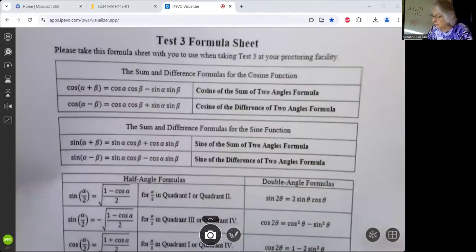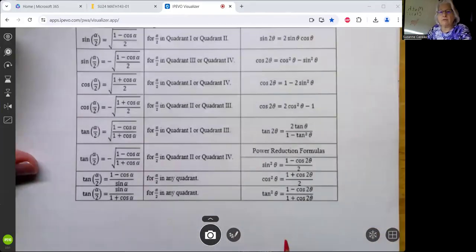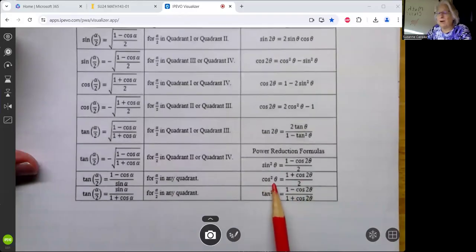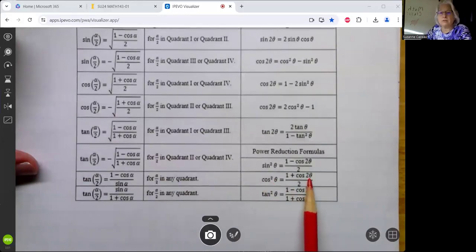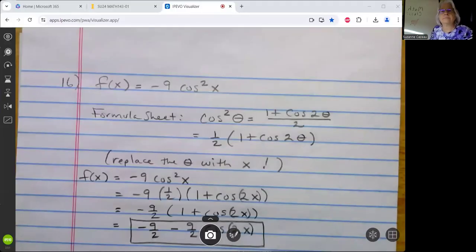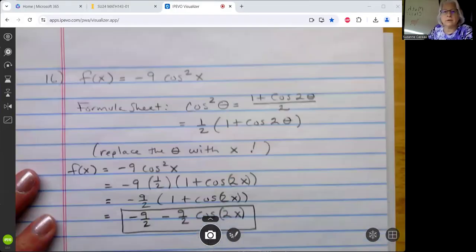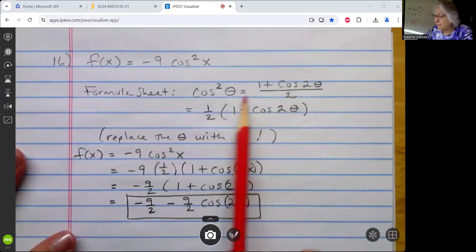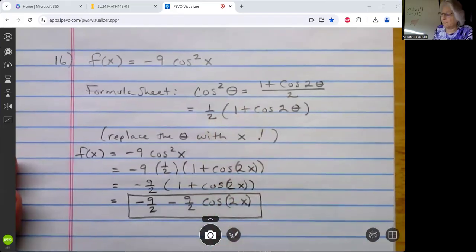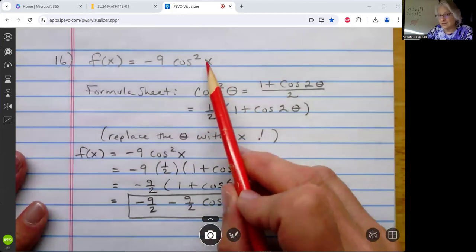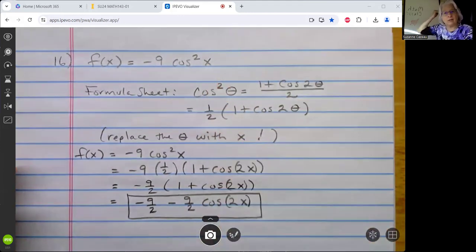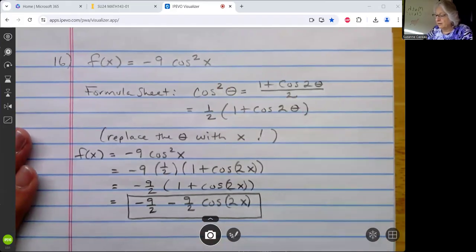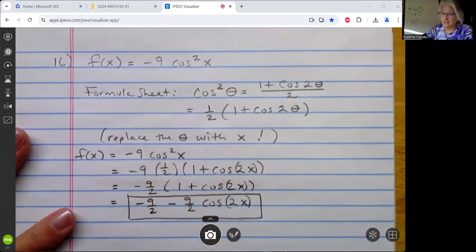On the formula sheet, we've got the power reduction formulas here. Cosine squared is 1 plus cosine 2 theta over 2. I like to take that 1/2 and bring it out in front while I'm working. Also note that this is an x, not a theta. I see students do that all the time. They accidentally put a theta in the answer and it's marked wrong. So be careful there and replace the theta with the x.